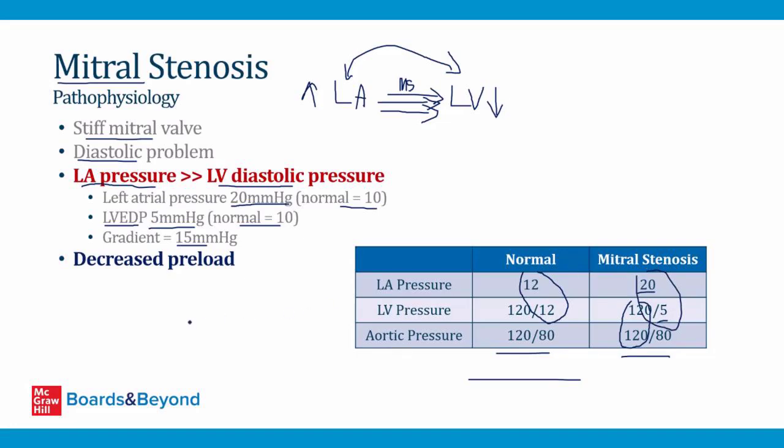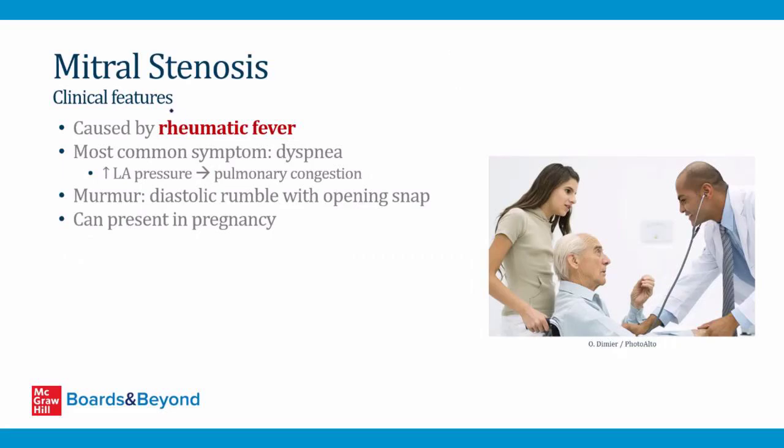Also, it's high yield to know that when there's severe mitral stenosis, there's going to be decreased preload to the left ventricle. That's because blood can't get across that stiff mitral valve to fill the left ventricle, so you have low preload, and you can see this in patients with very severe forms of mitral stenosis. Mitral stenosis is almost always caused by rheumatic fever. It's very rare for this condition to develop in a person who never had acute rheumatic fever as a child.